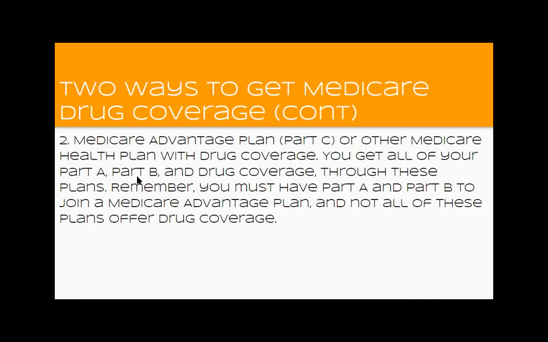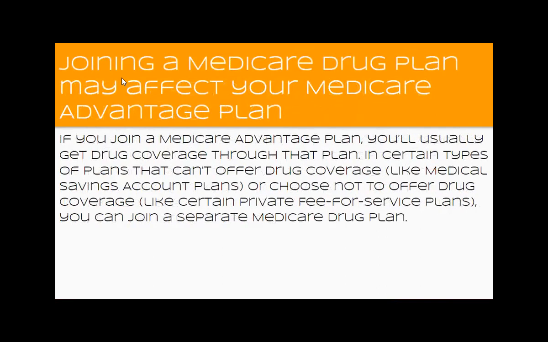You get all of your Part A, Part B and drug coverage through these plans. Remember, you must have Part A and Part B to join a Medicare Advantage plan, and not all of these plans offer drug coverage. And joining a Medicare drug plan may affect your Medicare Advantage plan. So if you join a Medicare Advantage plan, you will usually get drug coverage through that plan. In certain types of plans that can't offer drug coverage, like medical savings account plans, or choose not to offer drug coverage, like certain private fee-for-service plans, you can join a separate Medicare drug plan.